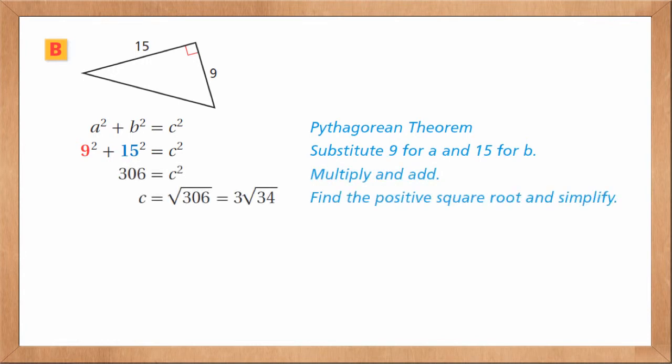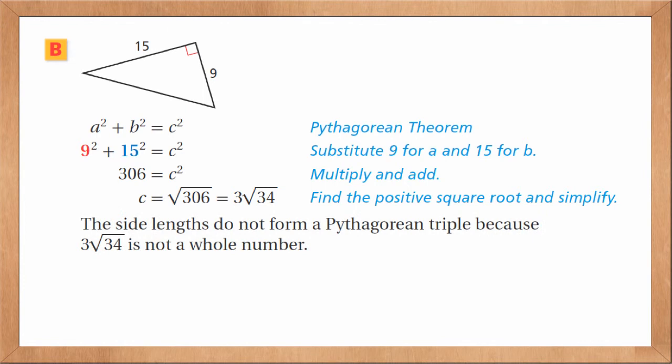I take the square root of both sides and I get it into simplest radical form, which is 3 square roots of 34. Now 3 square roots of 34 is irrational. That is not a positive whole number. So therefore, that means that the 3 sides do not form a Pythagorean triple.